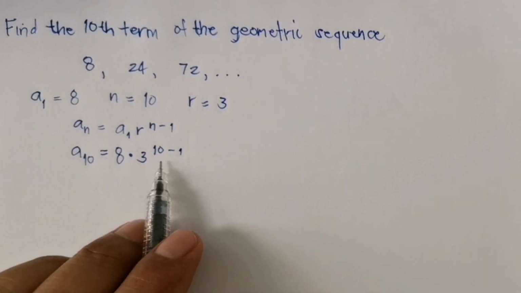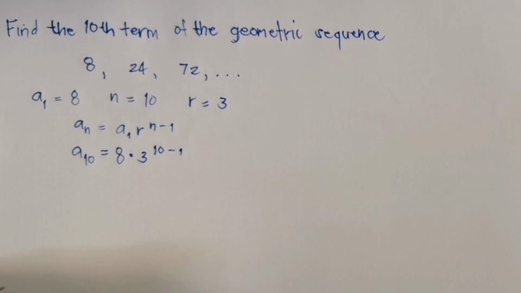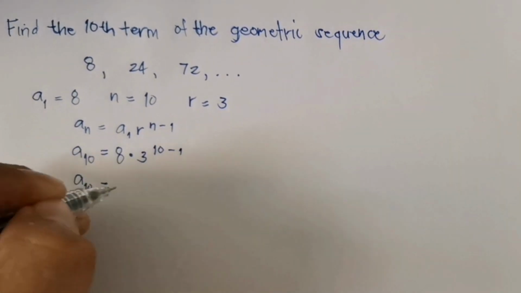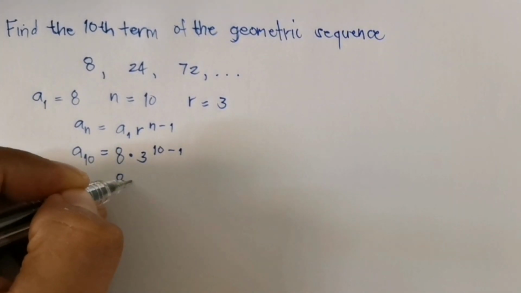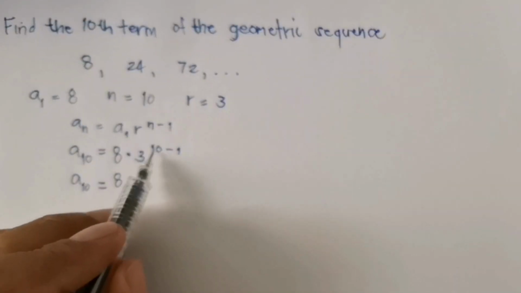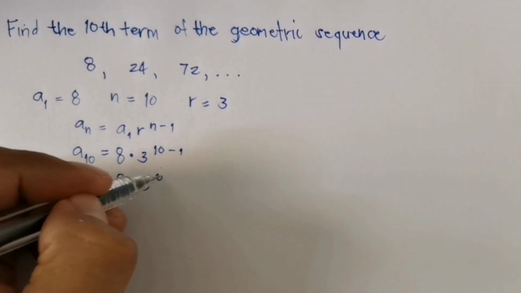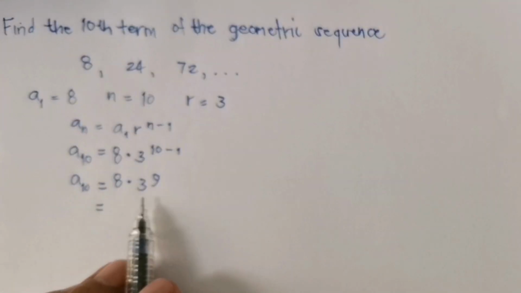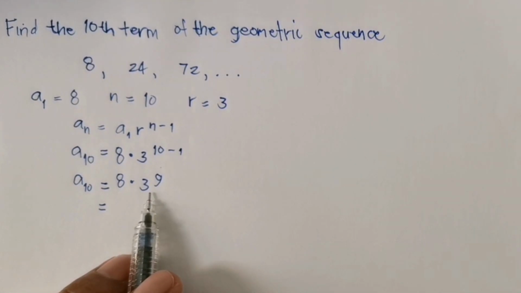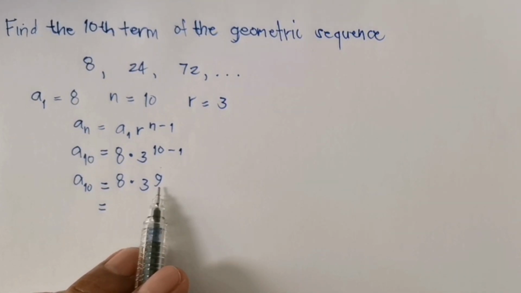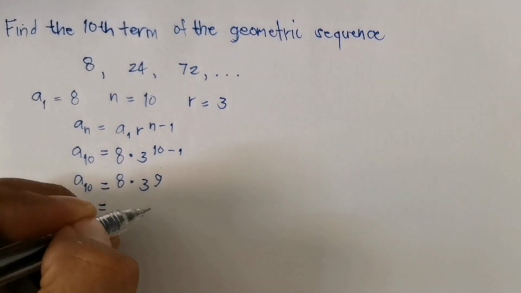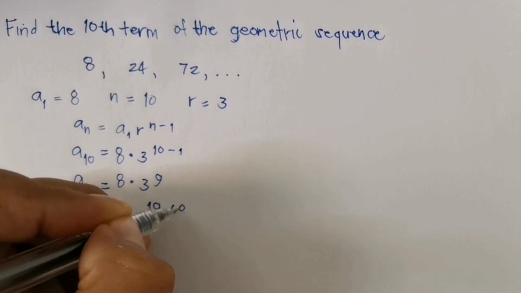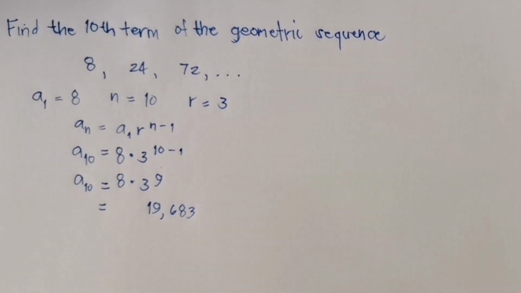First thing to solve is the exponent, which is 10 minus 1, so that's 9. So we'll just copy a sub 10 equals 8 times 3, this time 10 minus 1 is 9. Okay, next thing to do is to simplify this exponential form. 3 raised to the 9th power is equal to 19,683. You can use your calculator.